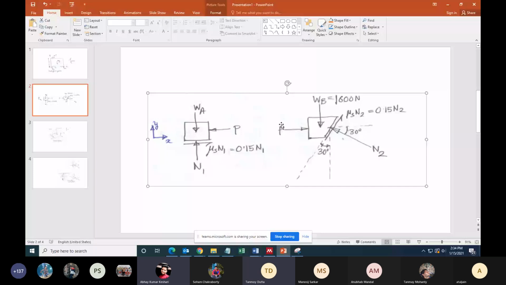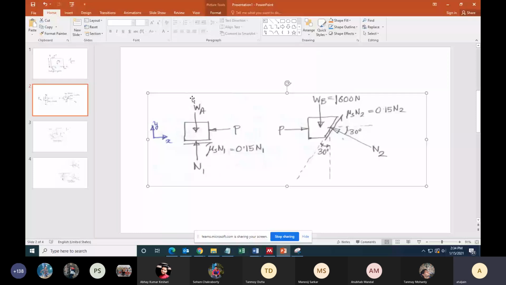It's 0.15 times the W I was getting. P is equal to 2009.25 Newton. Yes, sir. And then focus your attention on the free body diagram of A. If P is equal to 2009.25, find WA. How will you do that?